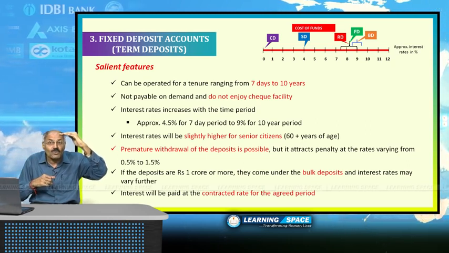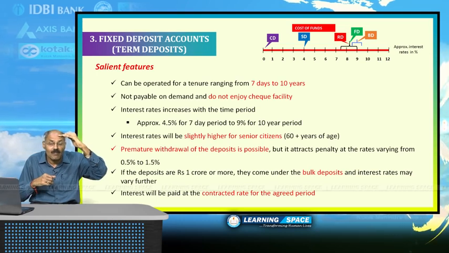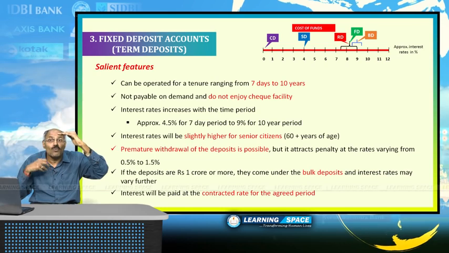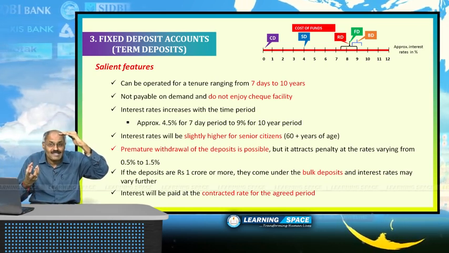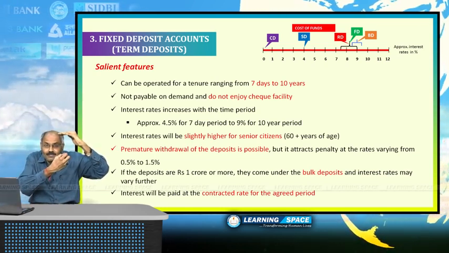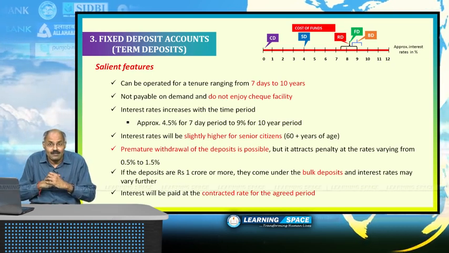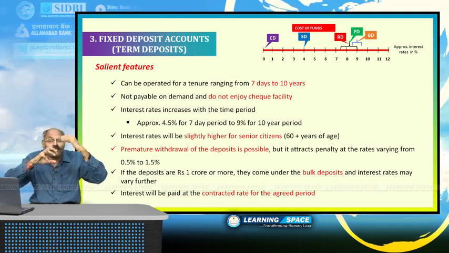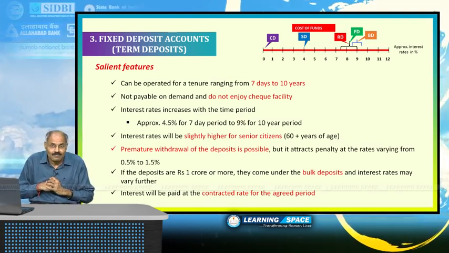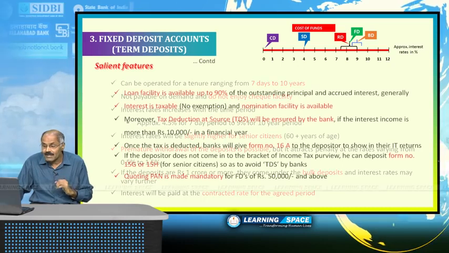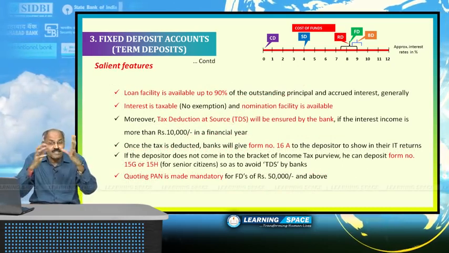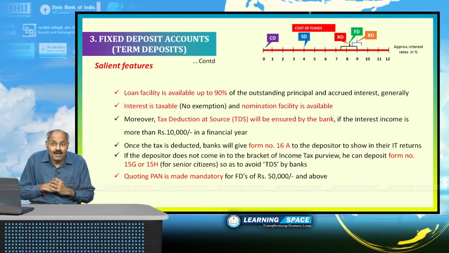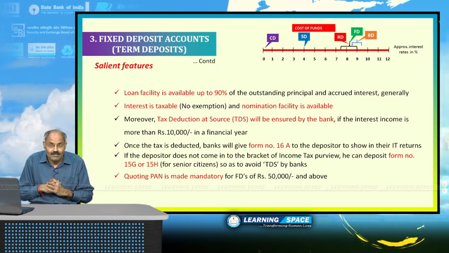That means you deposited money for 3 years, but you want money due to some emergency after 1 year. You can still take money back before the agreed period, but banks will impose some penalty. The other important aspect is, loan facility is available up to 90% of your principal as well as interest.